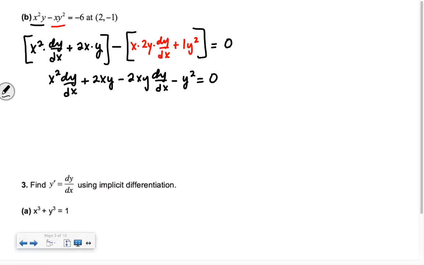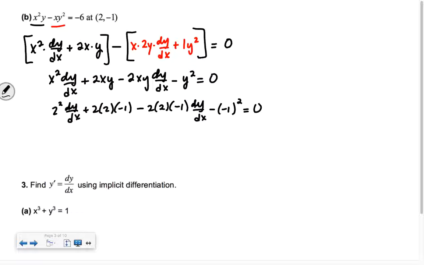And you can solve for dy over dx, but you probably don't want to, especially on your homework, because I have several where there's points. Just plug the points in, right? So we plug our point in. So 2, negative 1. So 2 for x, negative 1 for y. So you should get 4 dy over dx minus 4 plus 4 dy over dx minus 1 equals 0.